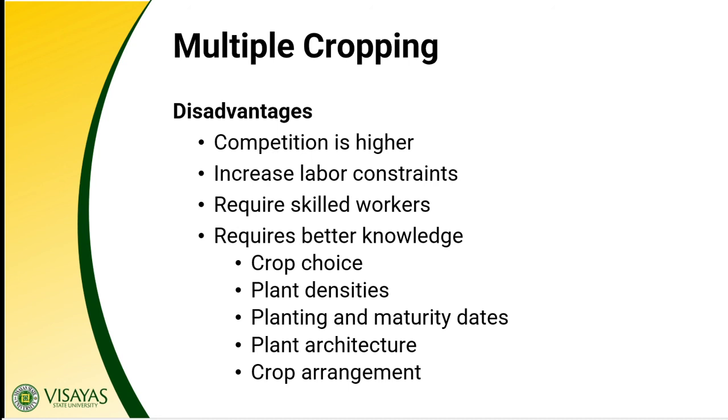Okay, if we have advantages, we also have the disadvantages. So the first one is competition is higher. Competition for the different growth factors: the light, the nutrients, water, the space, and the other growth factors necessary for the growth of the plants. Higher in the sense that there are many crops being planted in one area. And of course, there's an increase in labor constraints because the different crops have different cultural requirements which the growers must cater to.